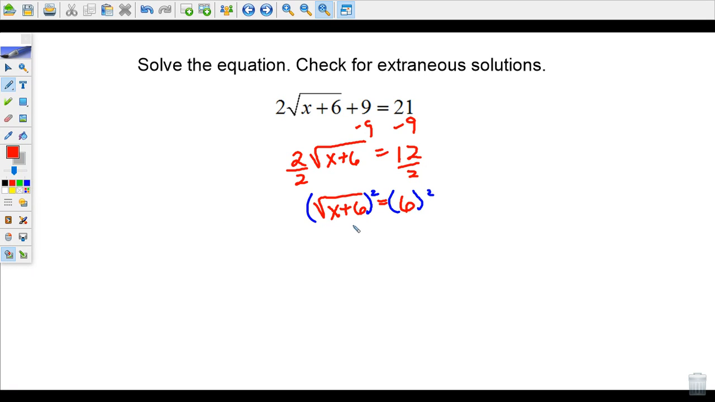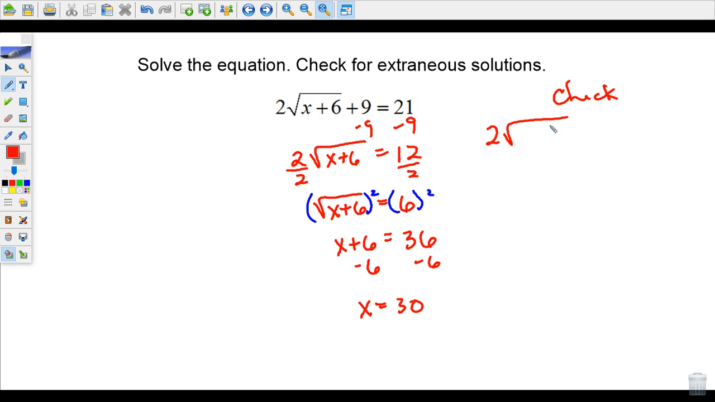So radical x plus 6 squared is just x plus 6. 6 squared is 36. And now here's the one extra step. Since we didn't just have x under there, we have to subtract 6 from both sides. And we get x equals 30. And now we need to check.